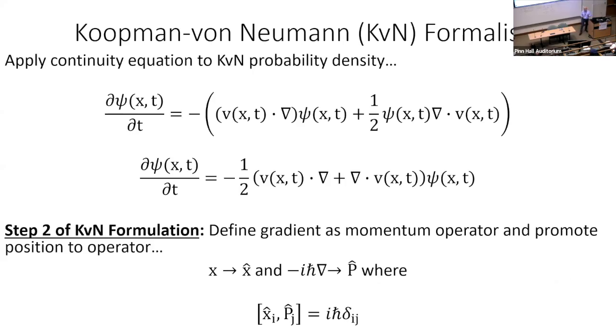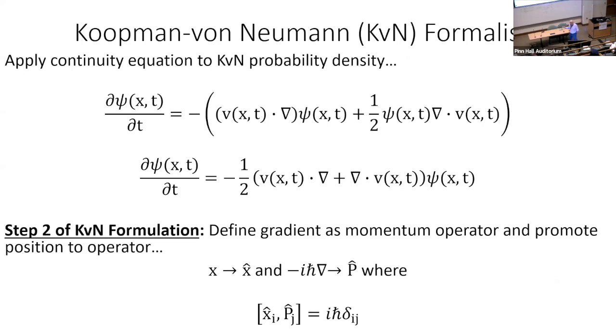So what I'm doing is deriving the whole Koopman-von Neumann formalism in front of you. You shove that definition of the probability density, psi star psi, into the continuity equation, and all you do is a little bit of vector algebra. That's it. And you end up with this: d psi dt equals v dot the gradient plus a gradient dot v acting on psi.